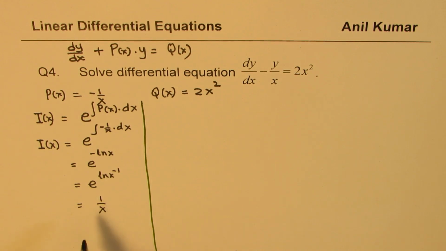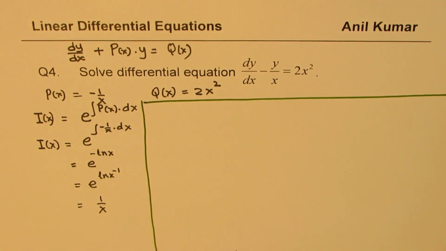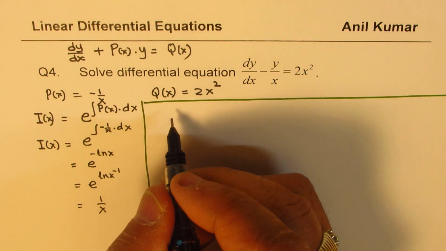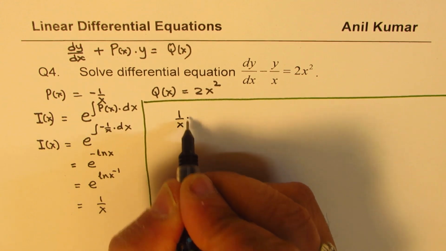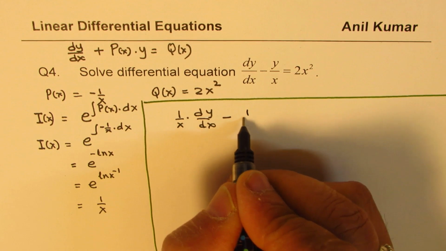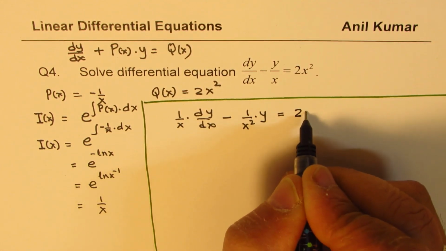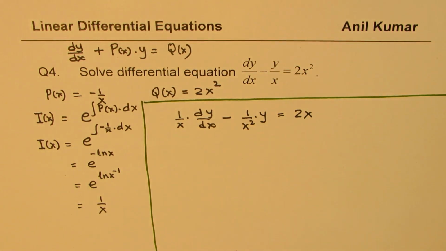So that is the first step, right? This is our first step. Next step is we should multiply all the terms by the integrating factor, correct? So what we get here is 1 over x times dy/dx minus 1 over x squared times y equals 2x, right? So that's what it becomes.